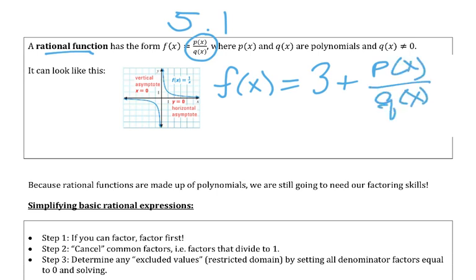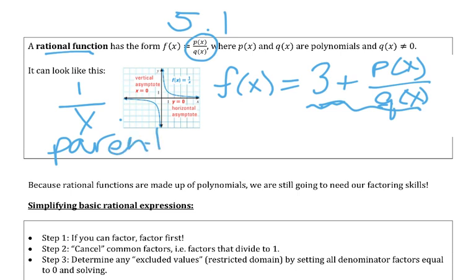This would also be a rational function because this could be rewritten. We could change the 3 so that it has a denominator of q of x and combine everything into one big rational equation. The most basic rational equation is this one here in this graph, and it's 1 over x. We know that that's the parent function because we've studied parent functions before. So this is the most basic version, but rational functions can get a lot more complex.